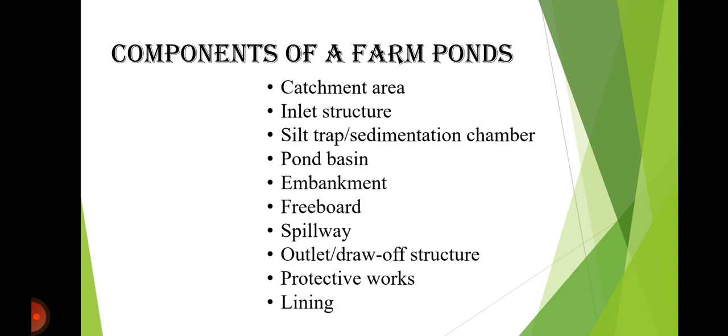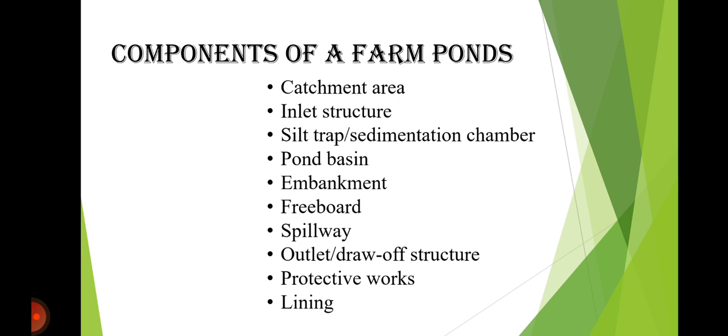Next, let's move on to the components of farm ponds. Some of the components are catchment area, inlet structure, silt trap or sedimentation chamber, pond basin, embankments, freeboard, spillway, outlet or draw off structure, protective works, and lining. Now we move on to a deep explanation of each component of a farm pond: their functions, requirements, features, etc.